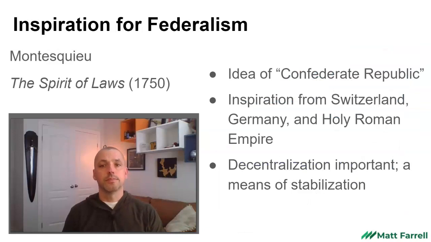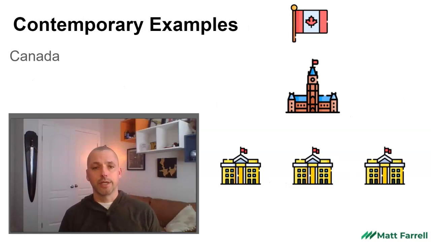Also in France, Montesquieu, in his book The Spirit of the Laws, wrote about the idea of the Confederate Republic, and he drew inspiration from places like Switzerland, Germany, and the Roman Empire. And he observed that this was an important source of unity and stability. By giving regions some degree of autonomy, it actually helped get their buy-in and keep the republic or the political community stable.